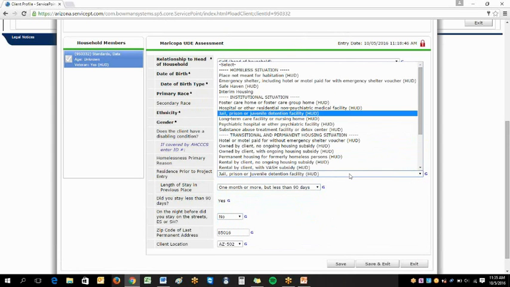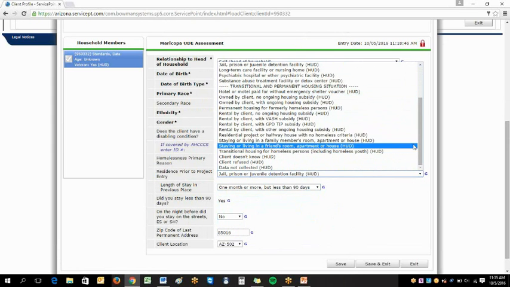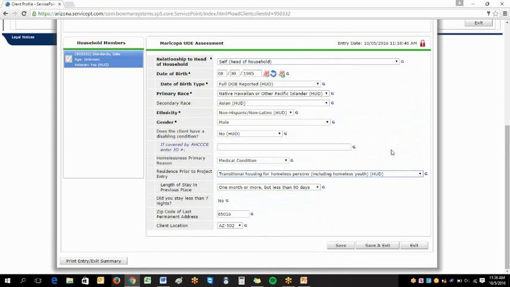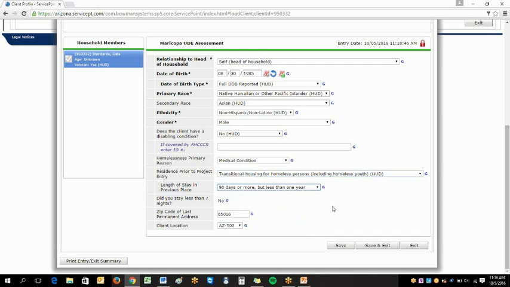The last example to show would be coming from a transitional or permanent housing situation, such as a transitional housing for homeless persons. The length of stay in previous place would be more than 90 days, but less than 1 year. And then the response of did you stay less than 7 nights would automatically be changed to no.